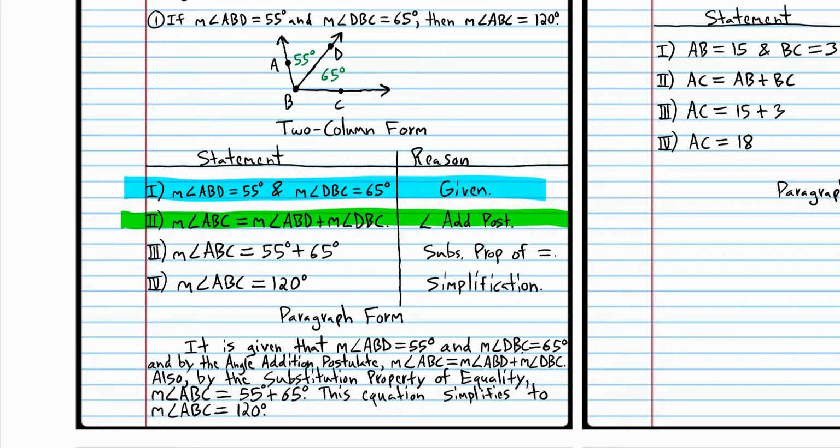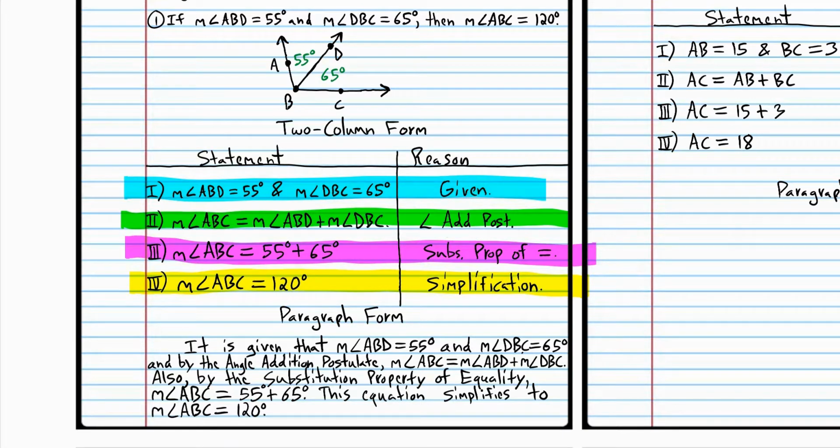And then we go to the substitution property. We know the measure of each of those angles, so we can just plug that in here. Plug in 55 and 65, and then we just simplify to get 120 degrees. And so we're going to convert that. Again, that's what we're trying to prove, that the measure of angle ABC, the whole angle, is 120 degrees. So again, that's a basic proof. You may have forgotten the angle addition postulate, but hopefully you see that now.